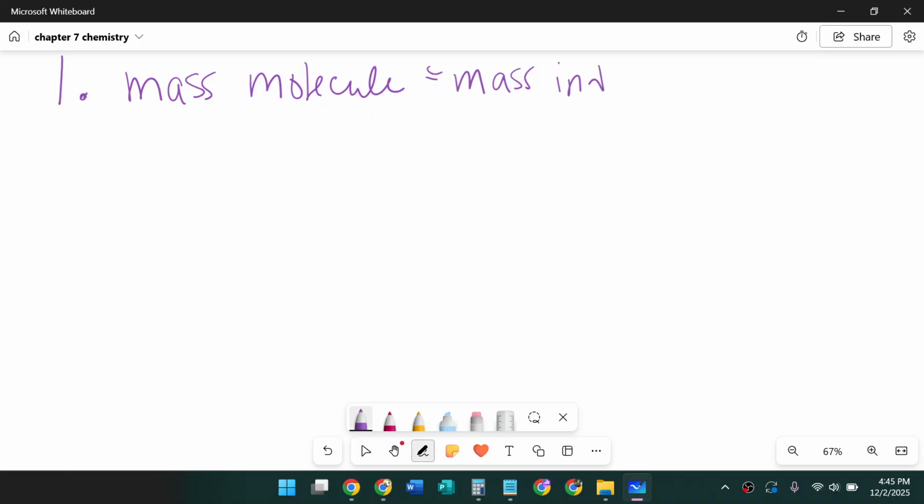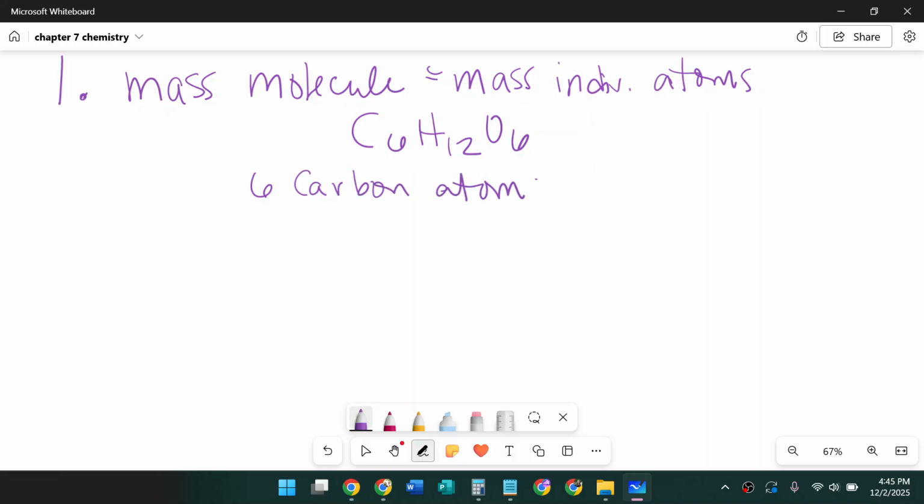The important thing from this when you're working on these, and this was example 7.1, is first you need to understand that the mass of a molecule is just the mass of its individual atoms. If you have something like this, how many carbon atoms make this up? I have 6 carbon atoms. I have 12 hydrogen atoms. I have 6 oxygen atoms.